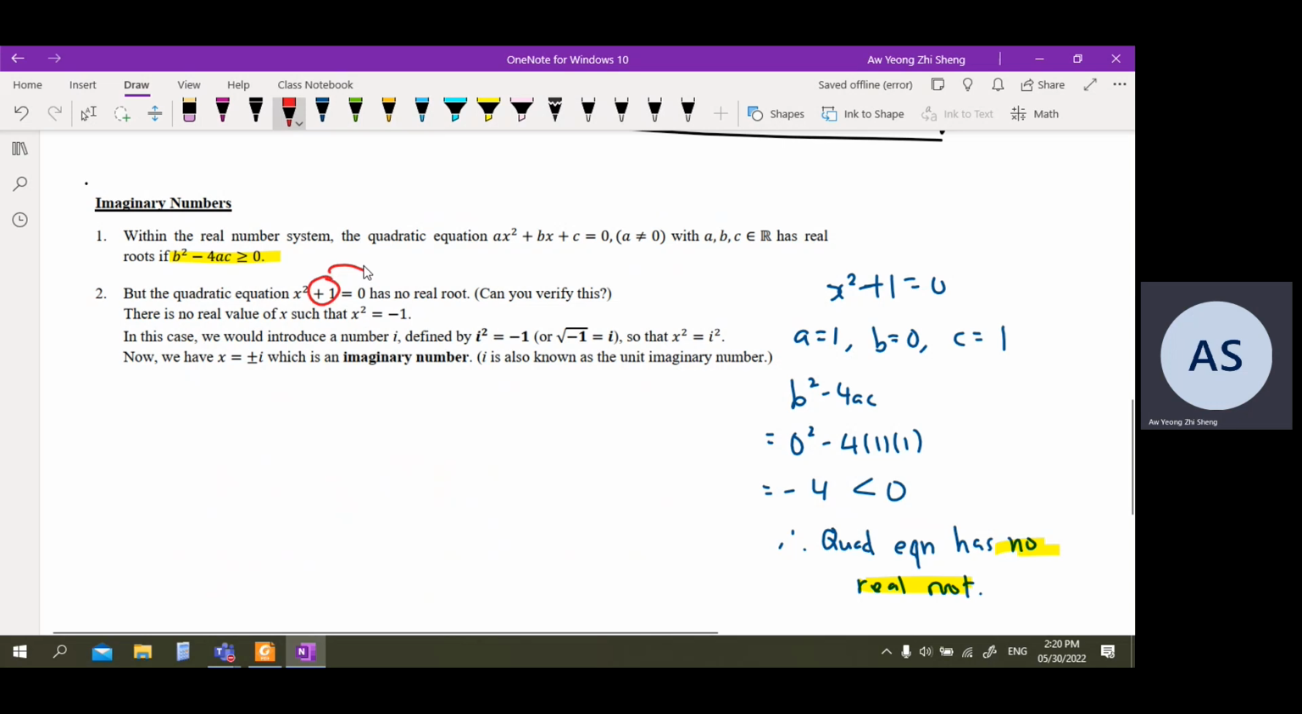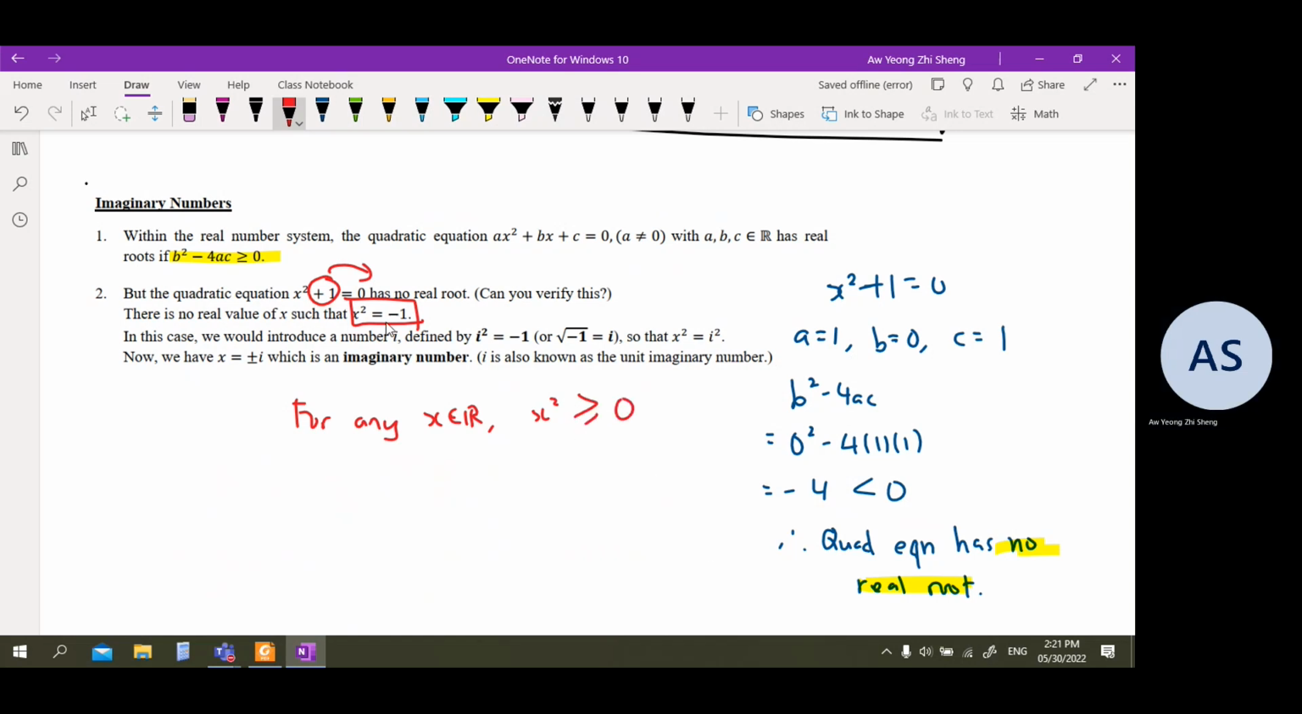When you move the plus 1 over to the other side, you have x squared equals negative 1, and we know that for any real number x, x squared must be greater than or equal to 0. So since the left-hand side of the equation is always non-negative, but our right-hand side is obviously negative, that means equality will never happen. That also means there is no real solution for this equation, x squared equals negative 1.